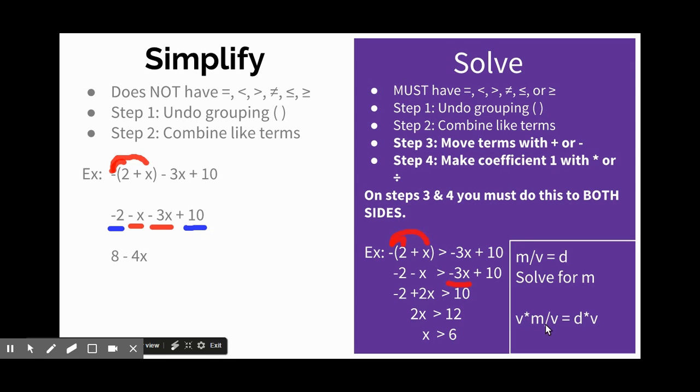V times M divided by V. So notice this is my original, M over V, equals D times V. So I multiplied this side by V. I multiplied this side by V. Well, guess what? Those two V's right here cancel out. So you get M equals dV. And we solved for M. We did exactly what we were asked.